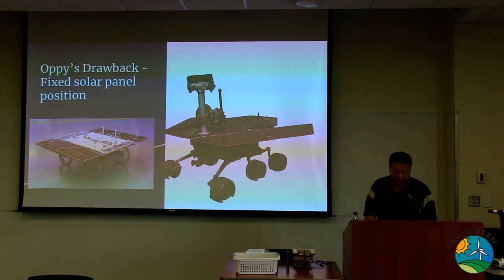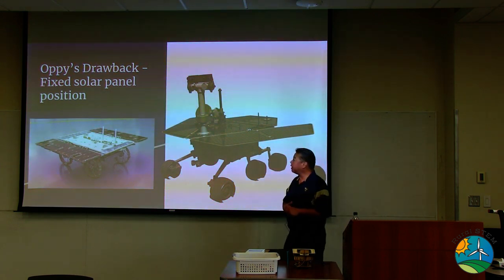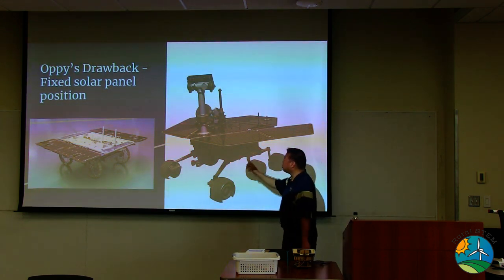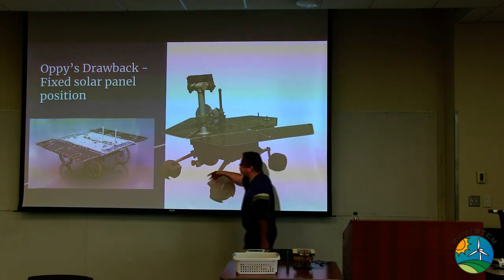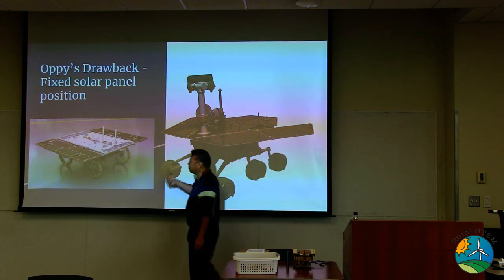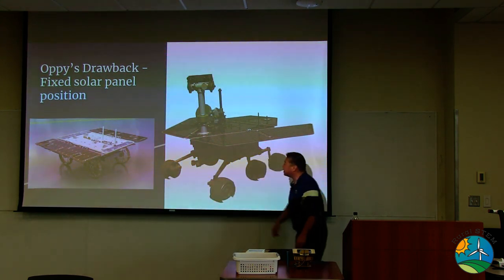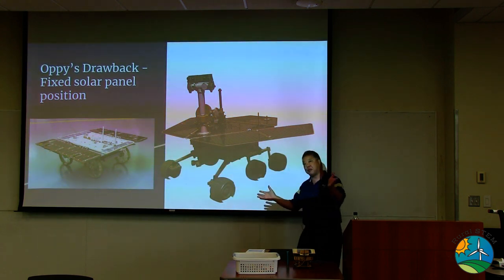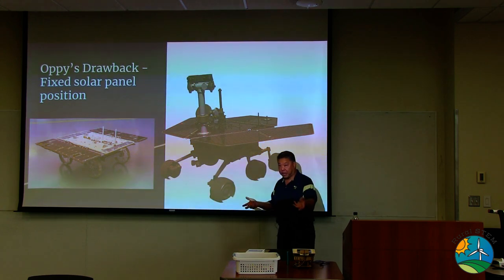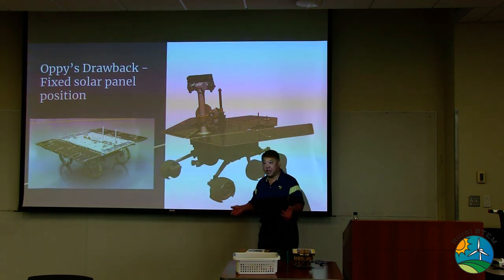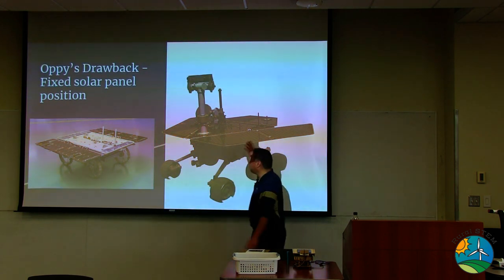Finally, we get to day 5, the final day of the lesson plan. We talk about the main drawback of Oppie, in that Oppie's solar panels, and it is a she, they did name it she, and all the other rovers, the solar panels are fixed, meaning they can't aim themselves toward the sun. Like when your grandma's out back by the pool and she's tanning, she's turning herself toward the sun to get the best angle on the sun, right? Well, Oppie's the same thing.